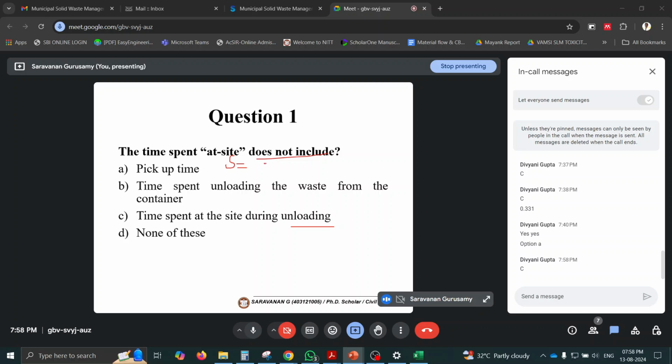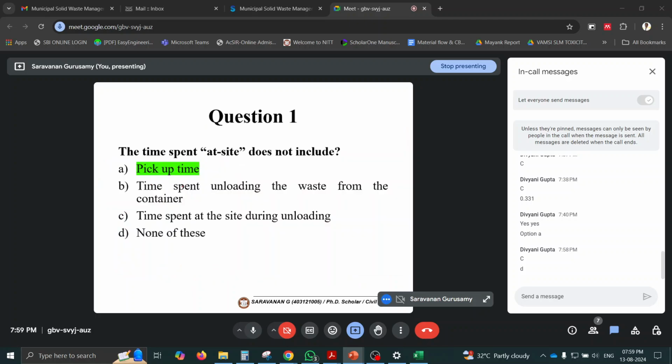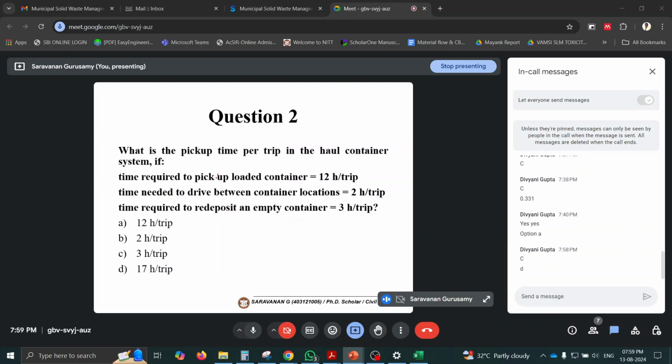Does not include, they are asking. S is equal to the time spent during unloading. No, the pickup time will not be included. Pickup time is P. So pickup time is not included. You can see here, S is the time spent in unloading and also the time spent waiting to unload. So that and all will be included in S. But pickup time will be P. Okay. Please be clear with this.